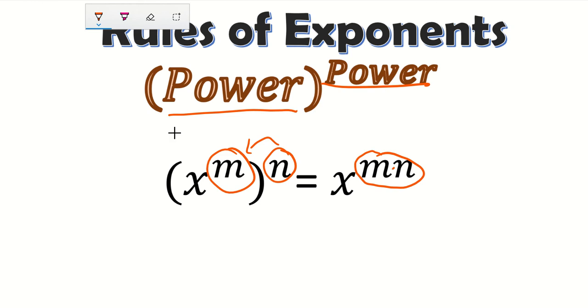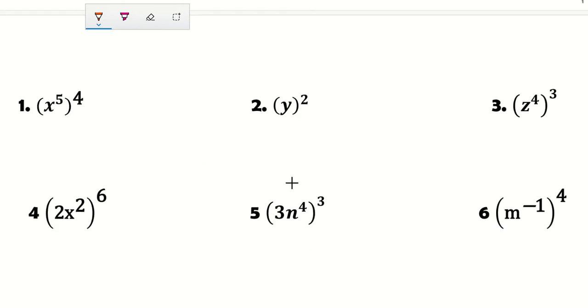Let's do some examples so you can see what I'm talking about. If you take a look at number one, we have x to the fifth raised to the fourth power. Remember, we have a power to a power. All we have to do is multiply the exponents. You're going to keep the base, and then 5 times 4 is 20. And that's it. Very easy, very simple rule. Let's work out more examples because not all of them are going to be as easy as this.